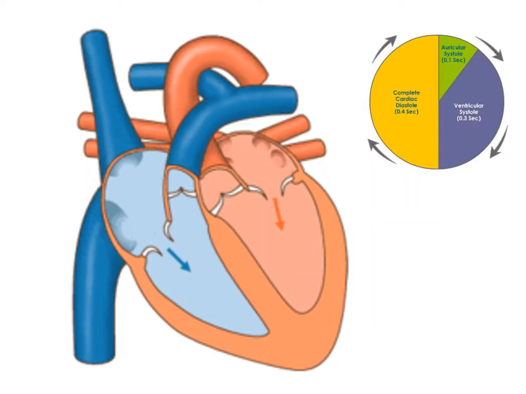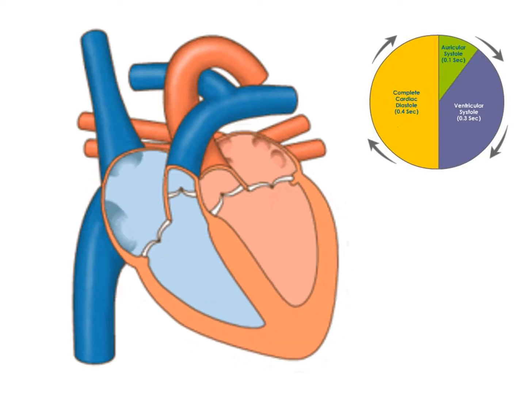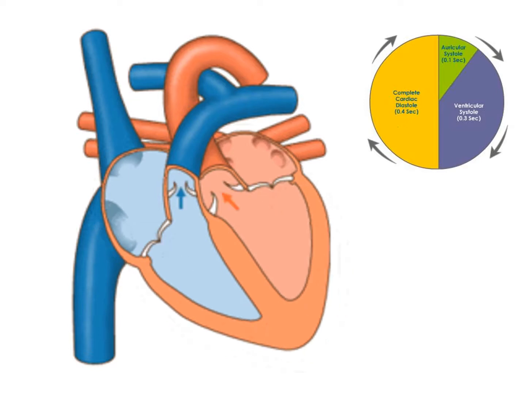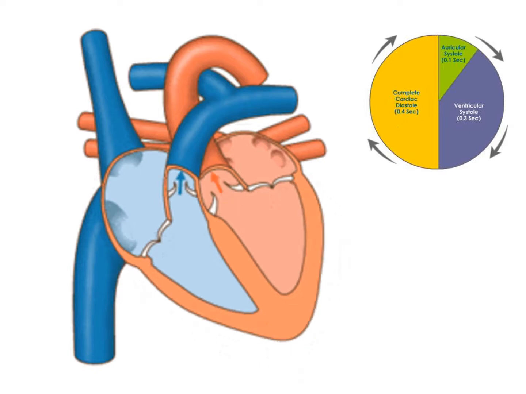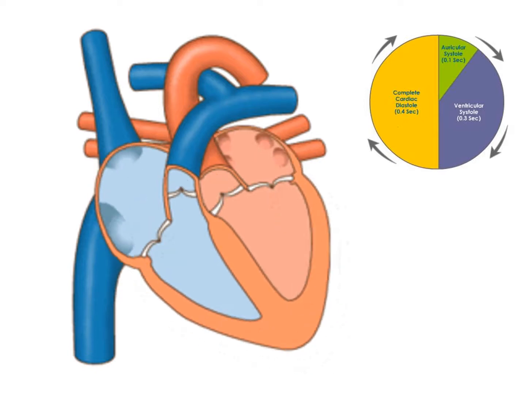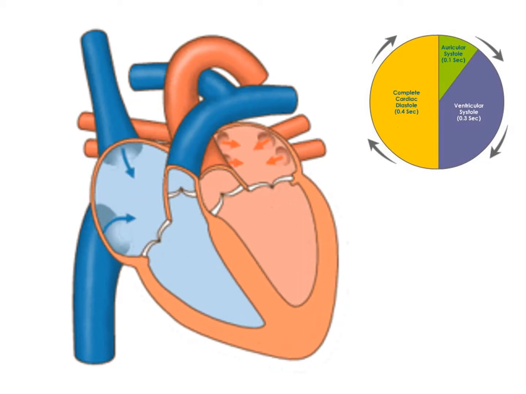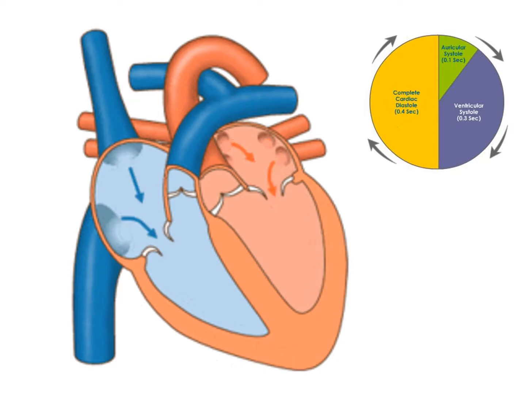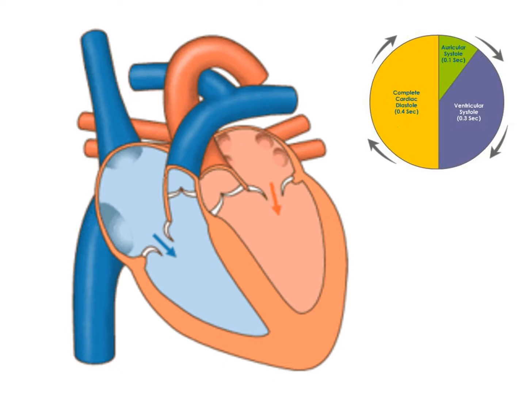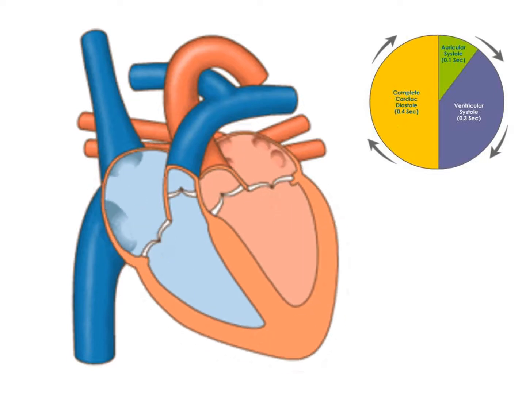The cardiac cycle includes joint diastole, auricular systole, and ventricular systole. The auricular systole is completed in 0.1 second, whereas the ventricular systole is completed in 0.3 seconds, and the joint diastole takes 0.4 second. So the total cardiac cycle is completed in 0.8 second, and therefore in 1 minute there are 72 times the cycle operates.